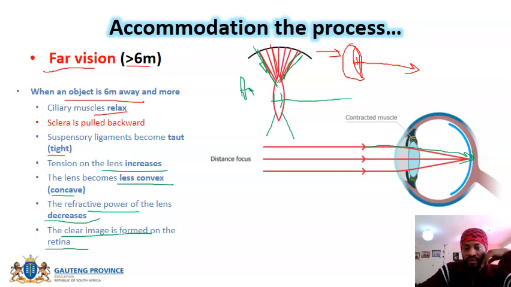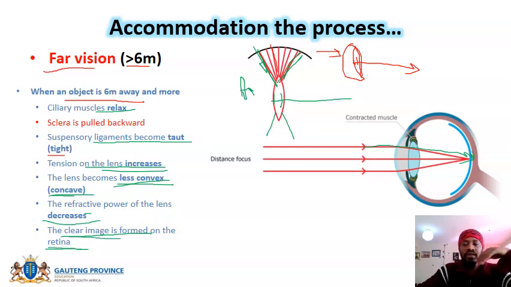First, ciliary muscles must relax. It will cause the suspensory ligaments to become taut. The tension on the lens will increase. The lens becomes concave or less convex. And since it has less water in the path of light, it will cause less bending of light. It means the refractive power of the lens will decrease, and light rays are brought to a focus on the retina such that a clear image is formed on the retina. So that is accommodation.